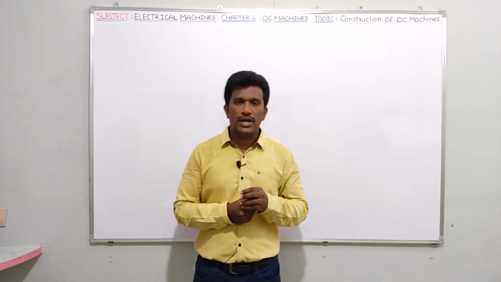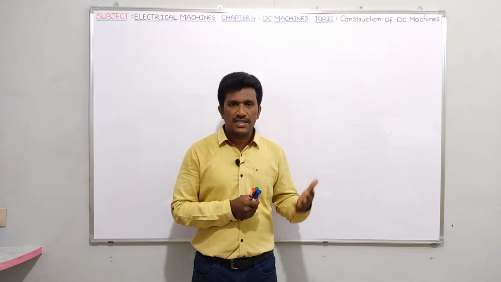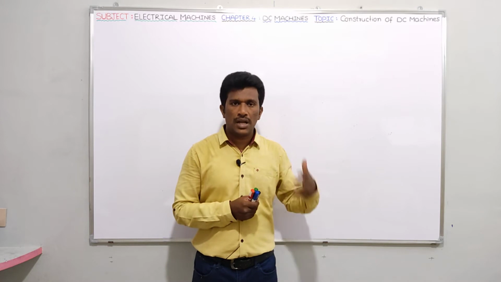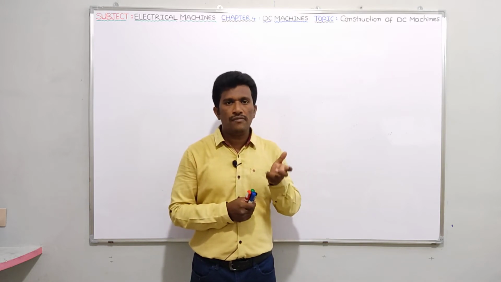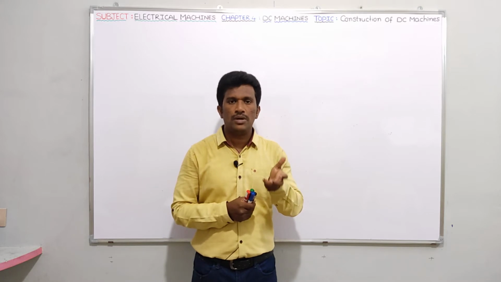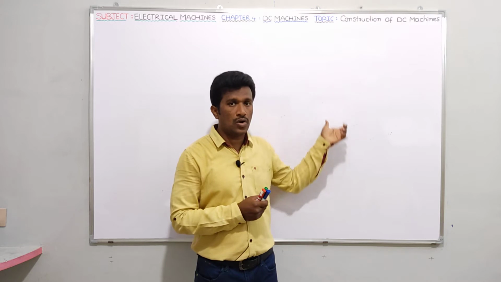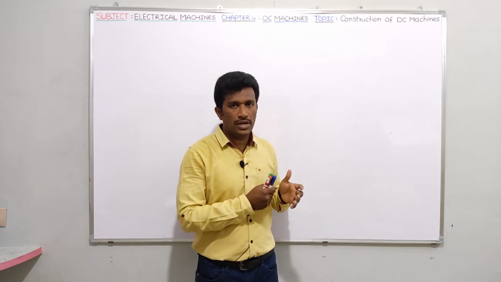And if you see commutator, what is the function of a commutator in a DC generator? It acts as a mechanical rotating rectifier. In a DC motor, it acts as a mechanical rotating inverter. And I told one important relation also: number of commutator segments will be equal to number of coils. In the previous video I drew a commutator diagram also. So a group of commutator segments can be called a commutator.